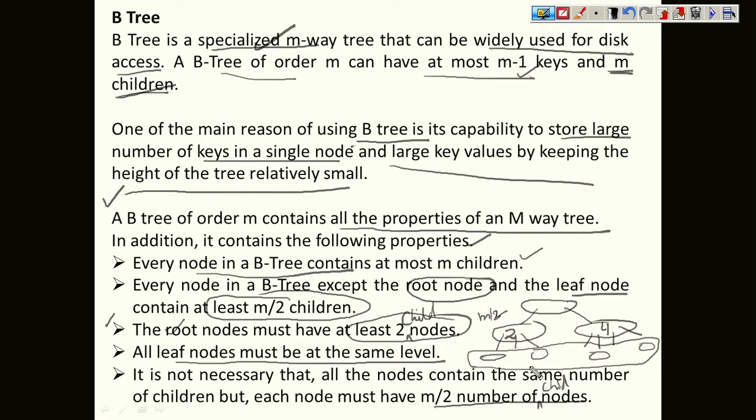This is mandatory. So what is m? M is actually defining the order of this tree. So m can be 5 and can be 6. For example, if we talk about m equals 6, that means every node must contain 3 child. This is mandatory.